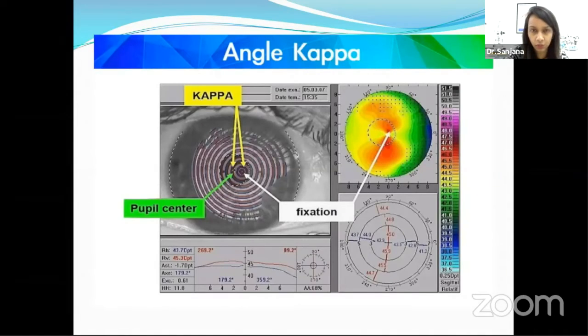One more thing worthwhile to mention over here is the angle kappa. We know that the angle kappa is basically the angle between the visual axis and the pupil center. In OBSCAN, usually angle kappa is mentioned directly, but in Pentacam, we do not get a direct value of angle kappa. But there is an indirect way of assessing it.